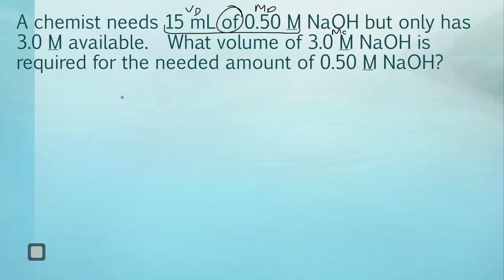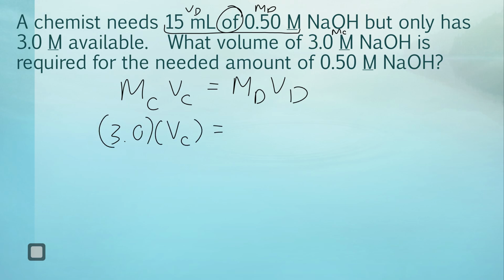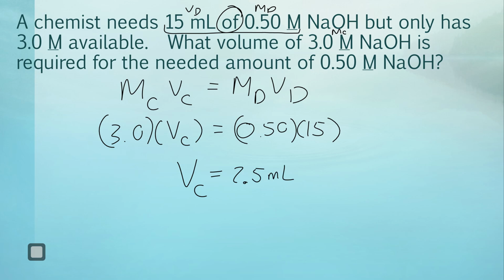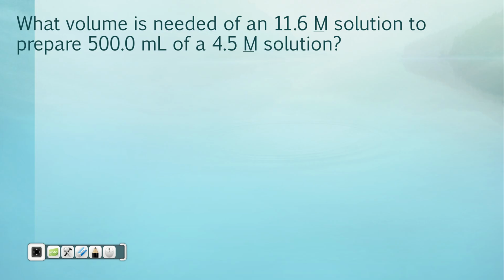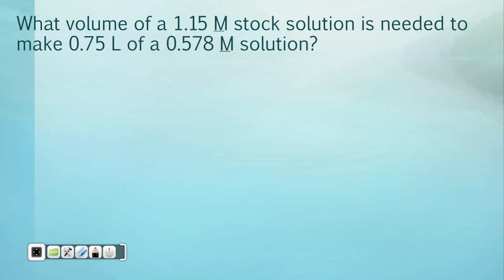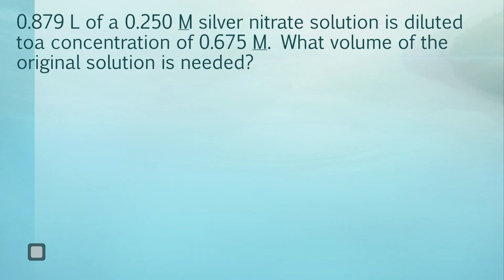I'll write it out again to make this nice and easy. MCVC equals MDVD. I get 3.0 times VC equals 0.50 times 15. So it would be 0.5 times 15 divided by 3. The volume that I need is 2.5 milliliters of the concentrated solution. And then the rest of it would be water. All right, let's see if it changes up at all. That's the same thing. You can see it's pretty consistent.